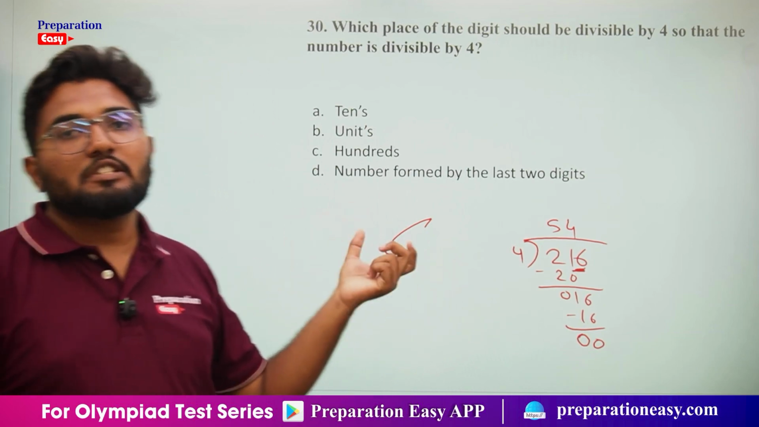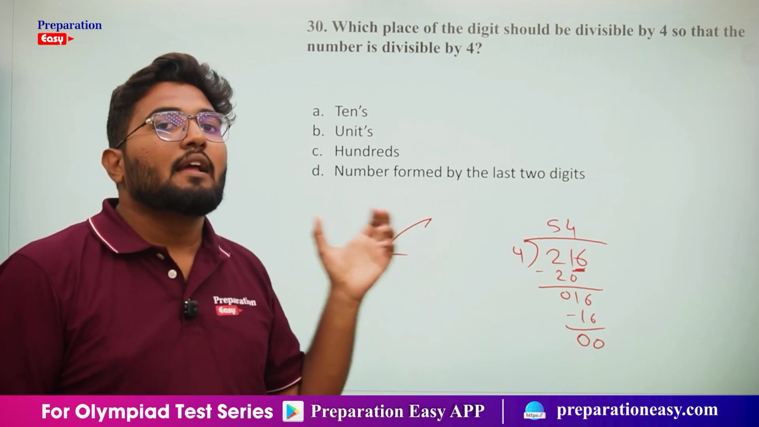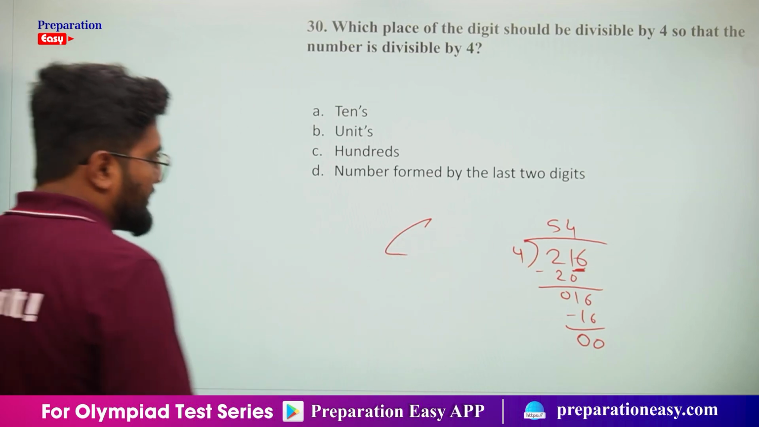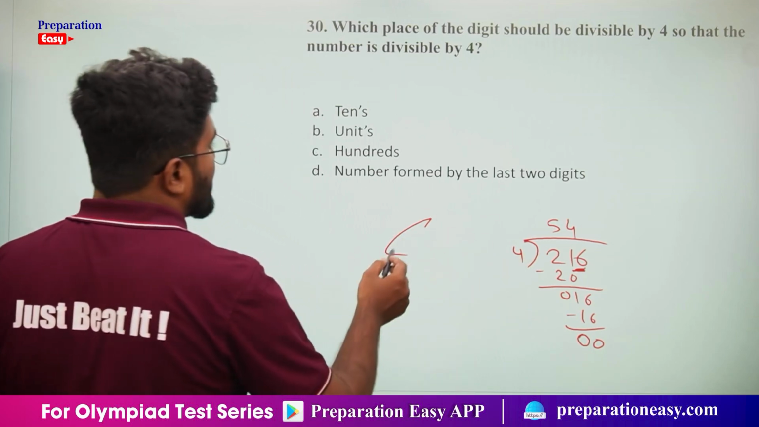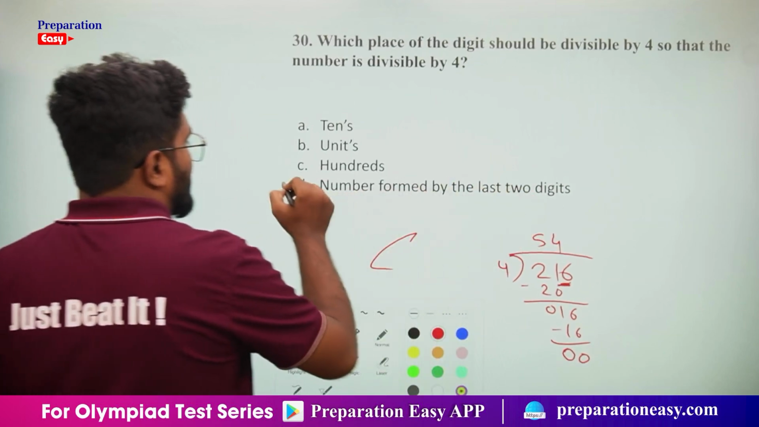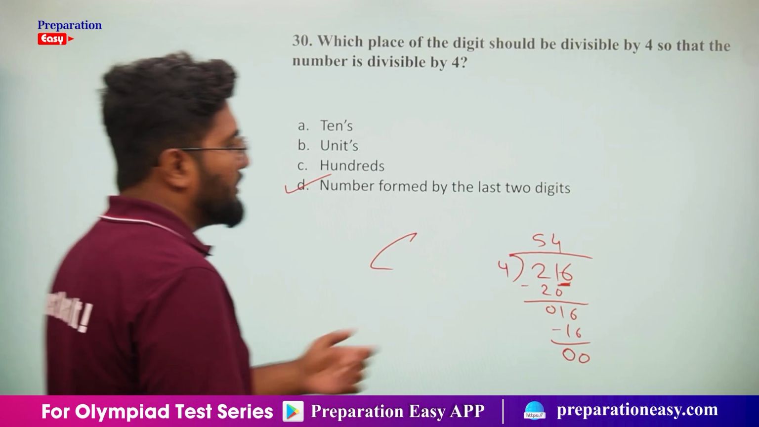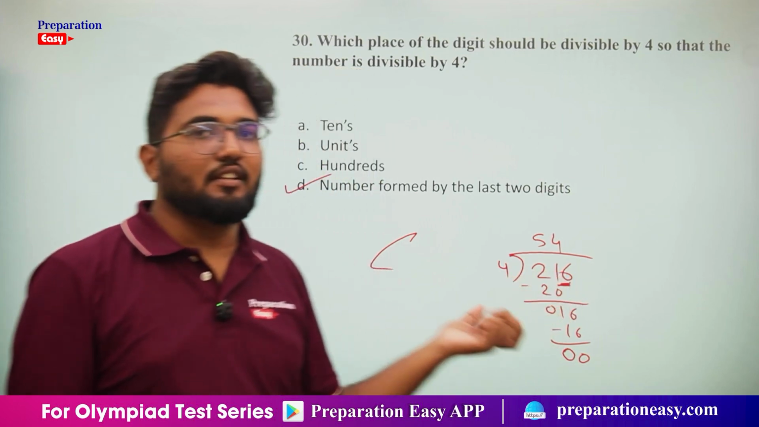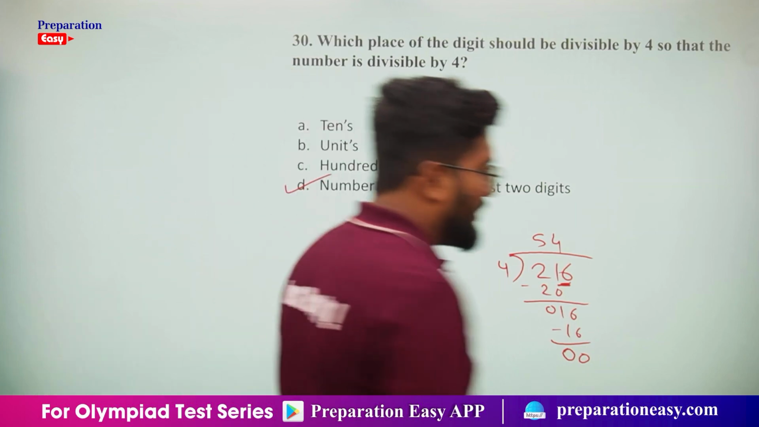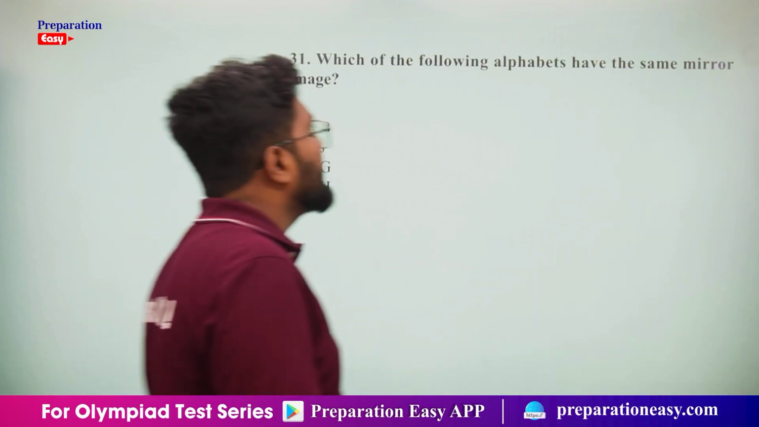So what is the divisibility test for 4? The last two digits should be divisible by 4. So let's check the answers. Number formed by the last two digits. Here the number formed is 16 and 16 is divisible by 4. 4 4s are 16. Okay. Let's check out the next question.